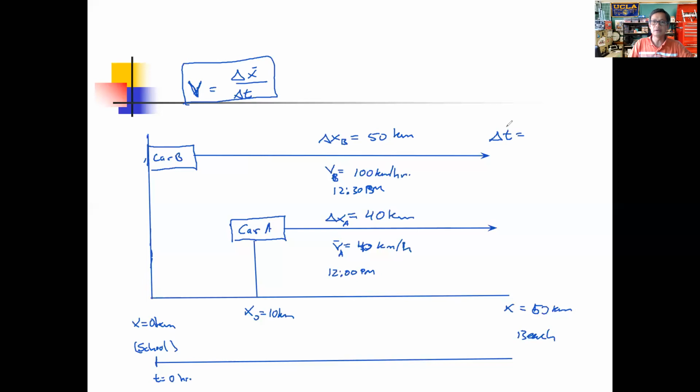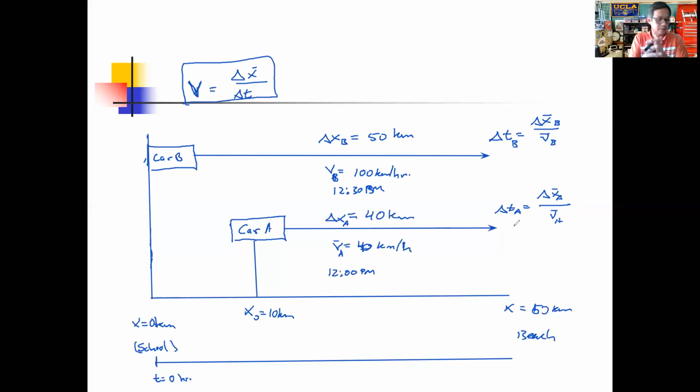Setting up the equation to help us solve for that, it's going to be displacement over velocity. That will be the time interval for car B, displacement of B over velocity of B. The time interval for car A will be the same thing, the displacement for car A over the velocity for car A. This calculation will give us the time interval.